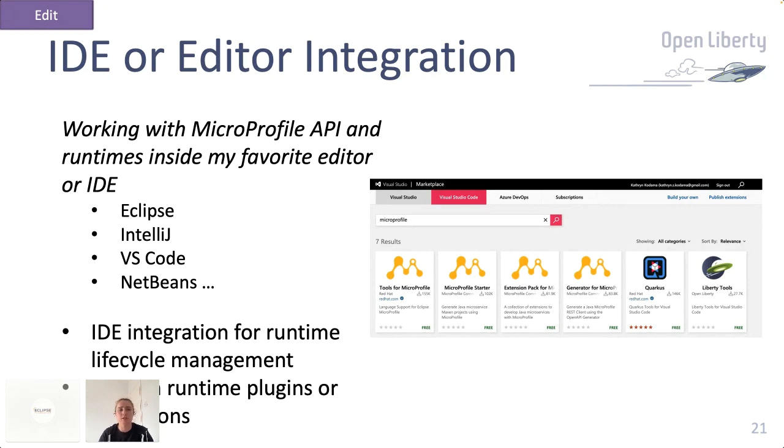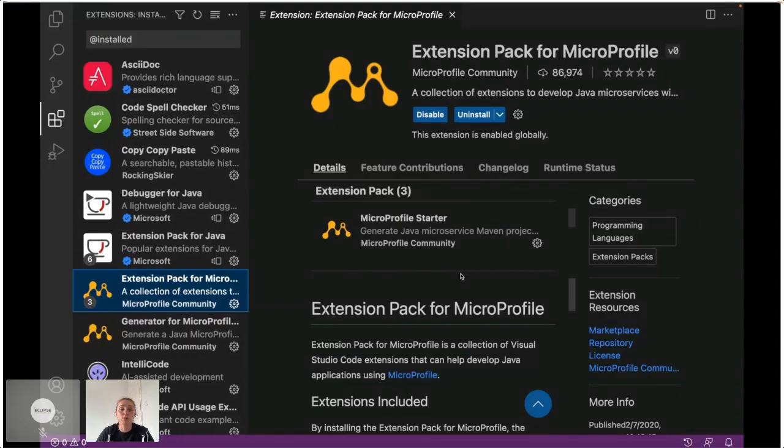And this can really help with things like runtime lifecycle management. You can also use custom runtime plugins if you have those available. For example, there's an OpenLiberty one that I'll show. It can be really easy to install these, and it literally can save so much time and make your coding and editing so much more effective.